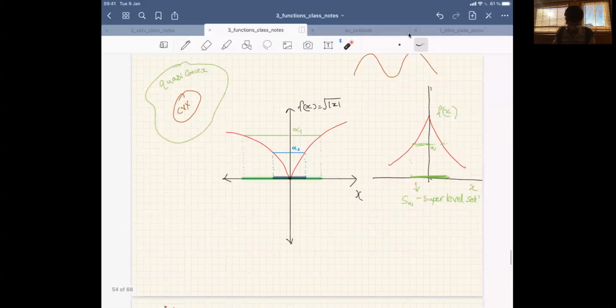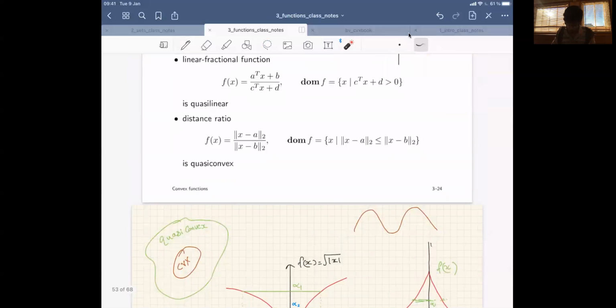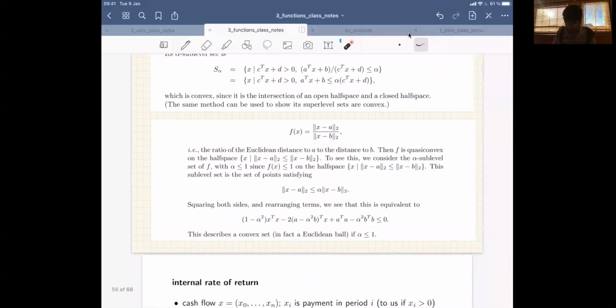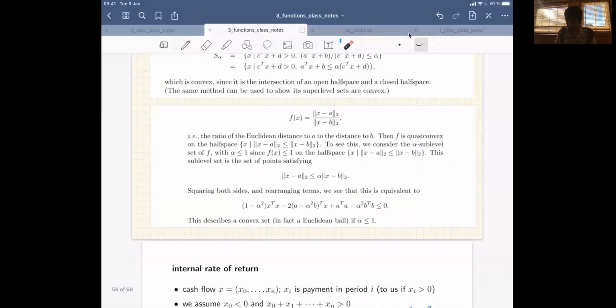Another example is from here, the distance ratio. So you have this f of x, which is the norm of x minus a, the second norm, divided by the norm of x minus b, the second norm, which is the Euclidean norm. Here we are considering again, let's form the alpha sublevel set, which is formed by putting this inequality: this is less than alpha.